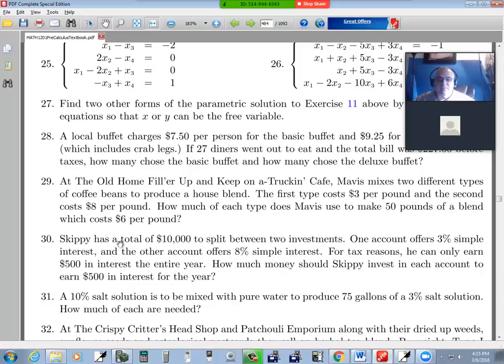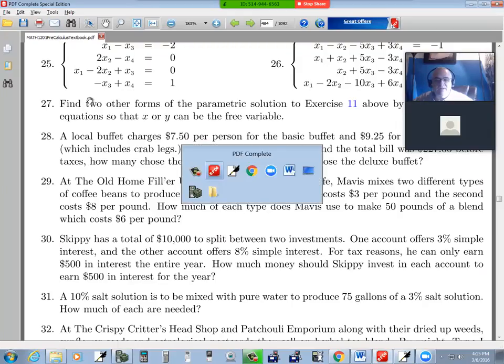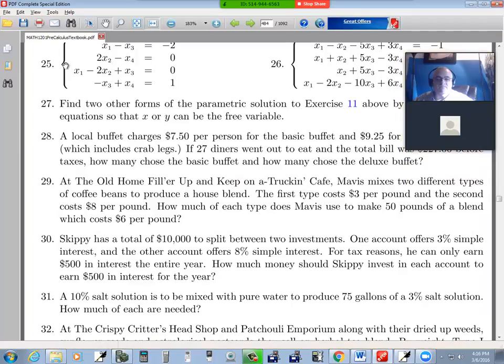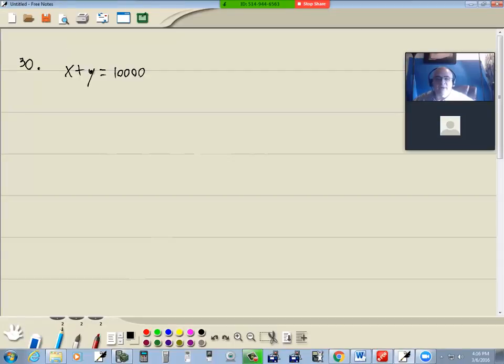Now, number 30 says Skippy has a total of $10,000 split between two investments. One account earns 3% simple interest, and the other account earns 8% simple interest. For tax reasons, he can only earn $500 in interest the entire year. How much money should Skippy invest in each account to earn $500 in interest for the year? Well, they tell us there's going to be a total of $10,000. So I'm going to have x plus y is equal to 10,000. That's our amount for the 3% account, and then plus the other amount gives us our total.